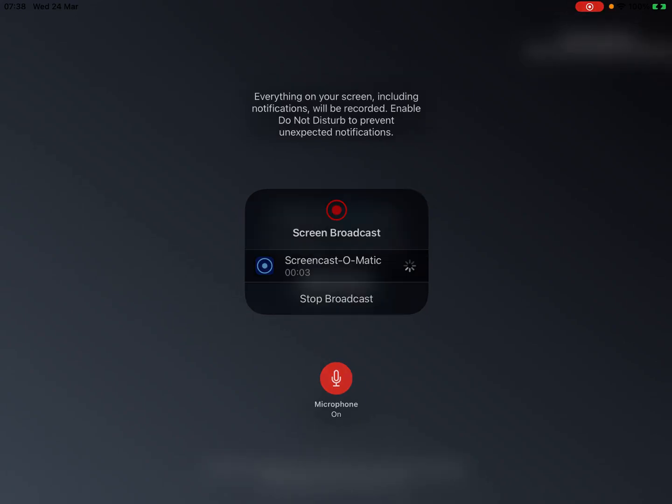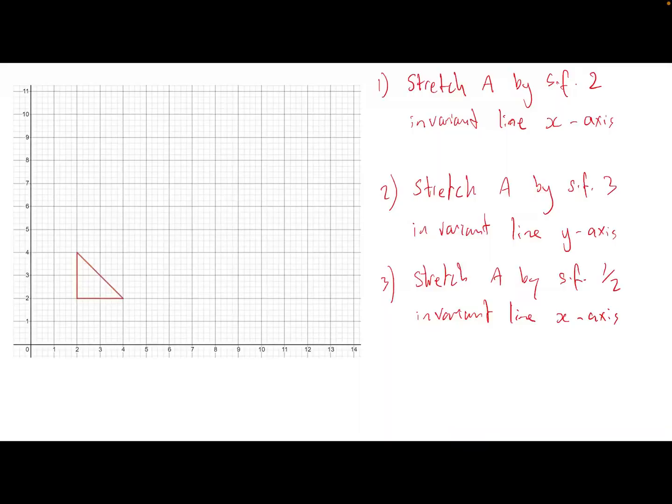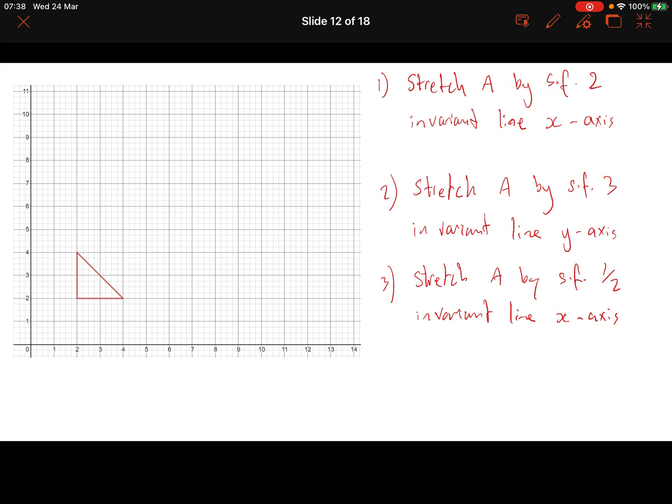Okay, welcome to part 2. Now, in normal lessons, I say normal, nothing's normal this year, I taught you that there were 4 transformations that you needed to know about, which were translations, rotations, reflections, and enlargements, okay? But there's actually a 5th one that you need to know about, and that is stretches.